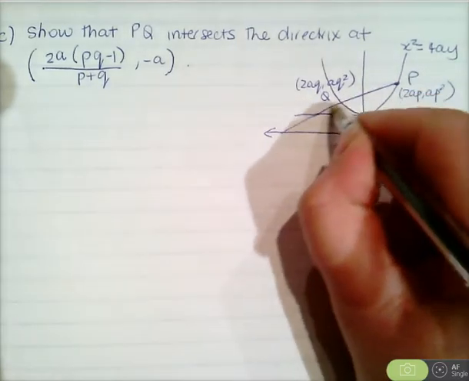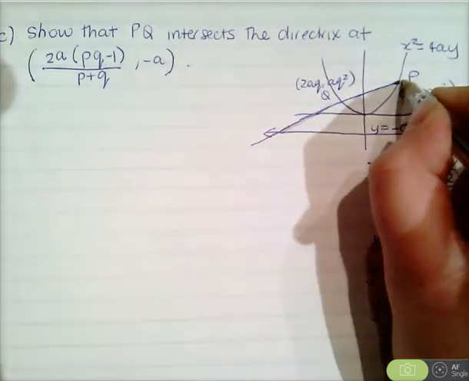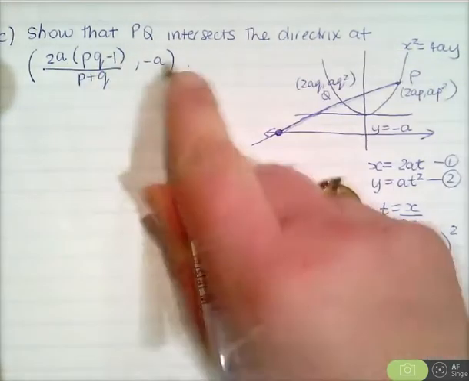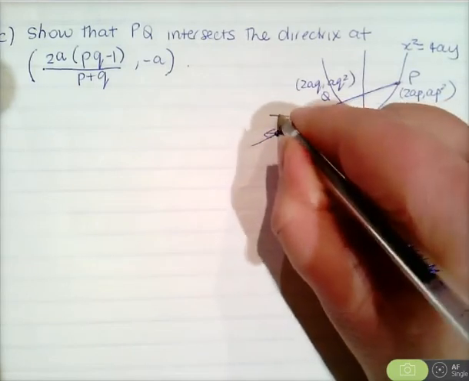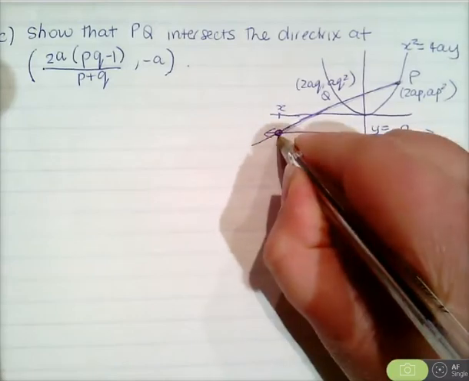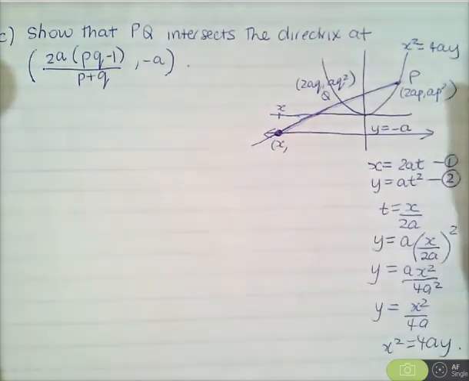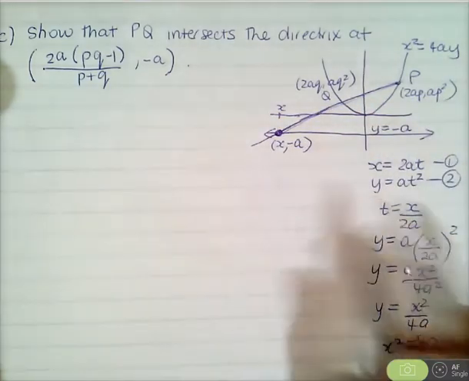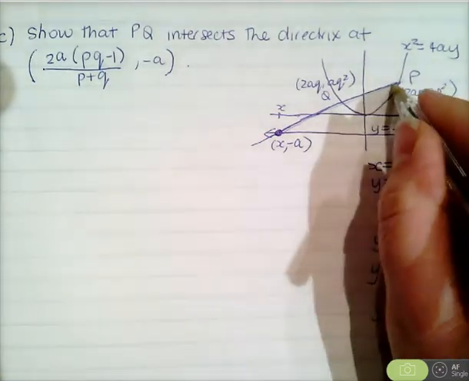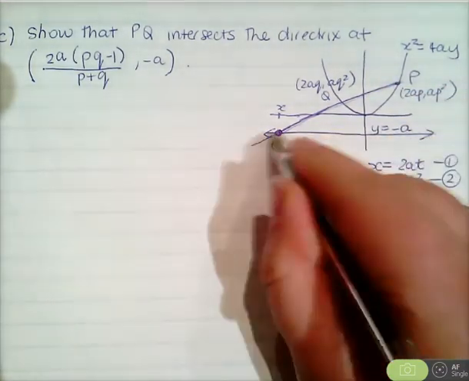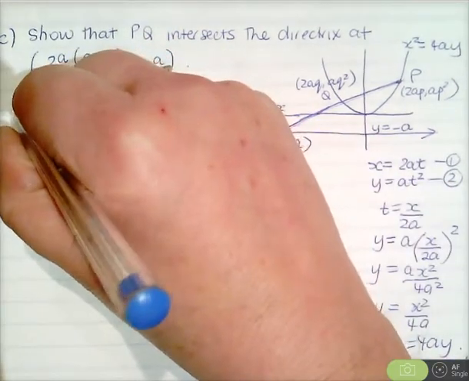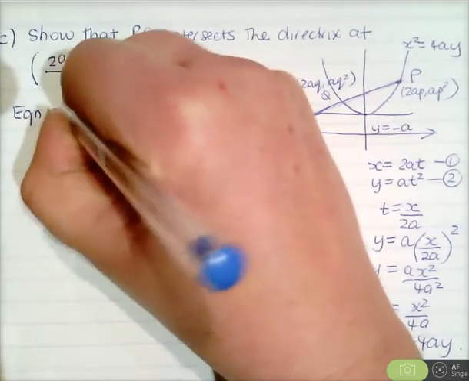And what we've been asked to do is show that this chord PQ, if you extend it, intersects the directrix at this point here. Now, all we know about the directrix is that we don't know its x value where the chord PQ hits the directrix. It's some point x, but we know that the y value on the directrix is always y equals minus a. So what we're doing really is finding the intersection of the chord PQ with directrix y equals minus a. So I'm just going to write down the equation of the chord from part B.